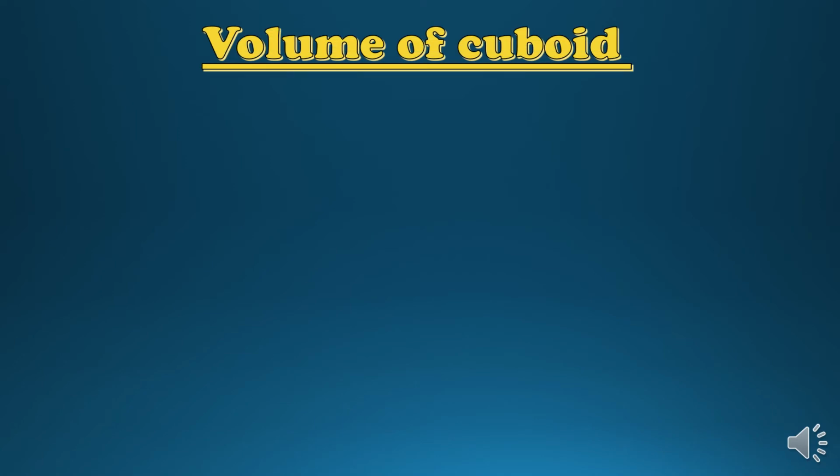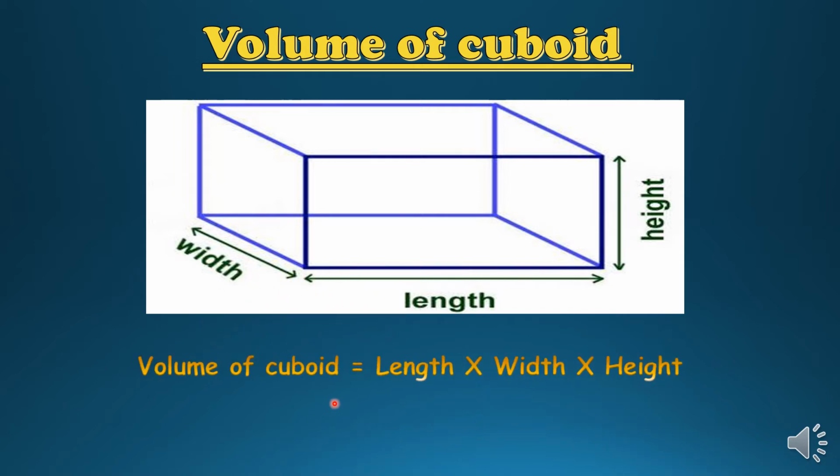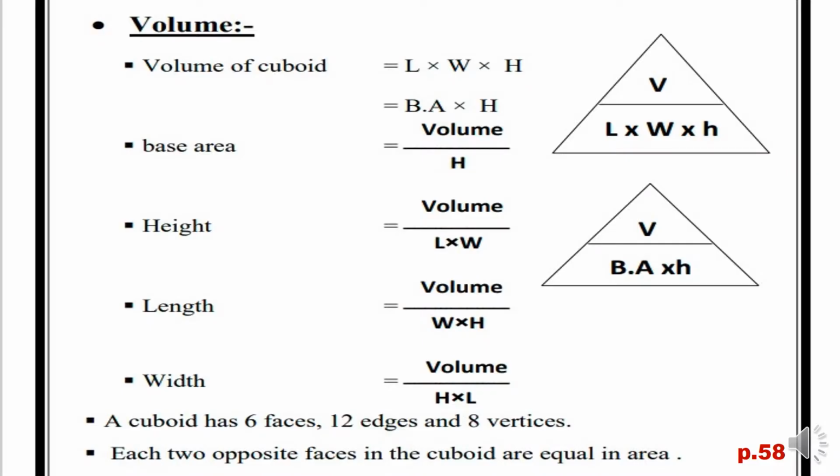The volume of the cuboid. If I have a cuboid and I want to get its volume, the volume will be equal to length times width times height. So the volume of the cuboid is length times width times height, L times W times H. This is the length, this is the width, and this is the height of the cuboid.